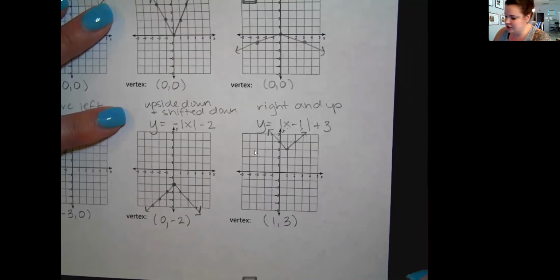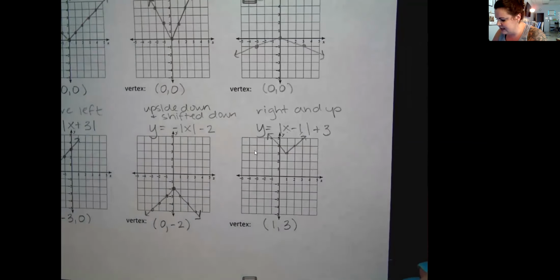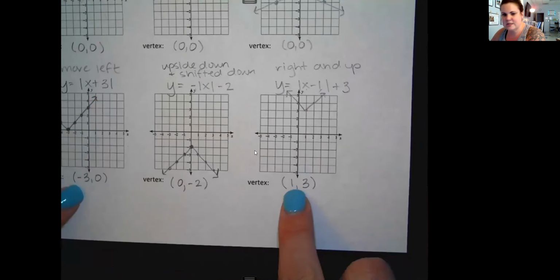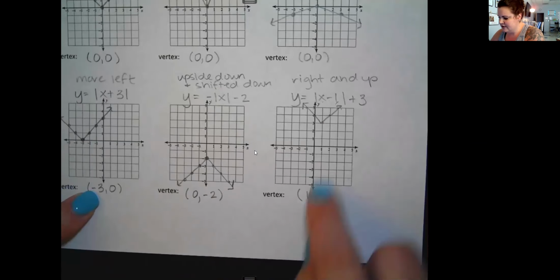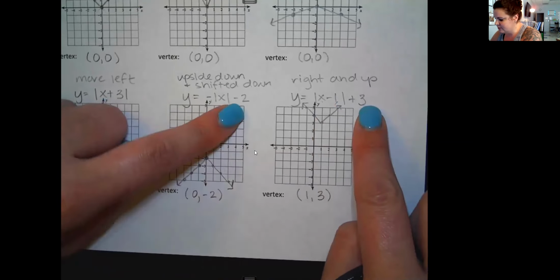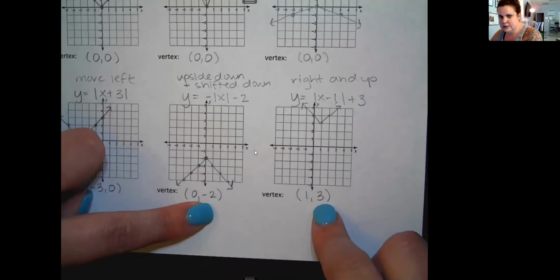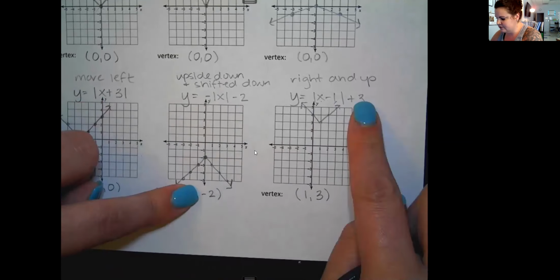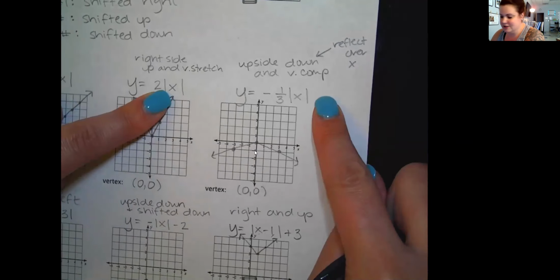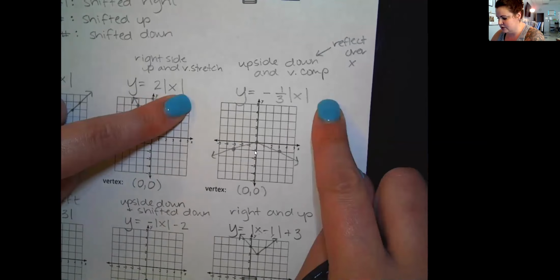So what you might notice if you were looking at the vertex is that the x coordinate of the vertex is always the opposite sign of what's inside the parentheses. And the y coordinate of the vertex is always the number on the end. So -2 on the end, +3 on the end. Here, the x and the y coordinates were just 0 and 0 because there was no number inside, there was no number on the end.